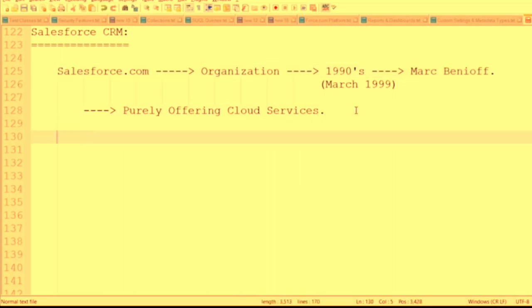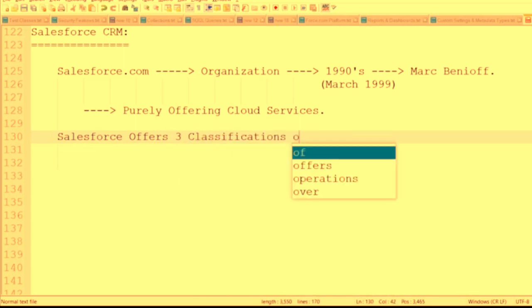Basically, Salesforce offers three classifications of services to their customers on rental basis. Let me explain each and every category of service offered by Salesforce to their customers on rental basis. Now let's see. Salesforce offers three classifications of services.